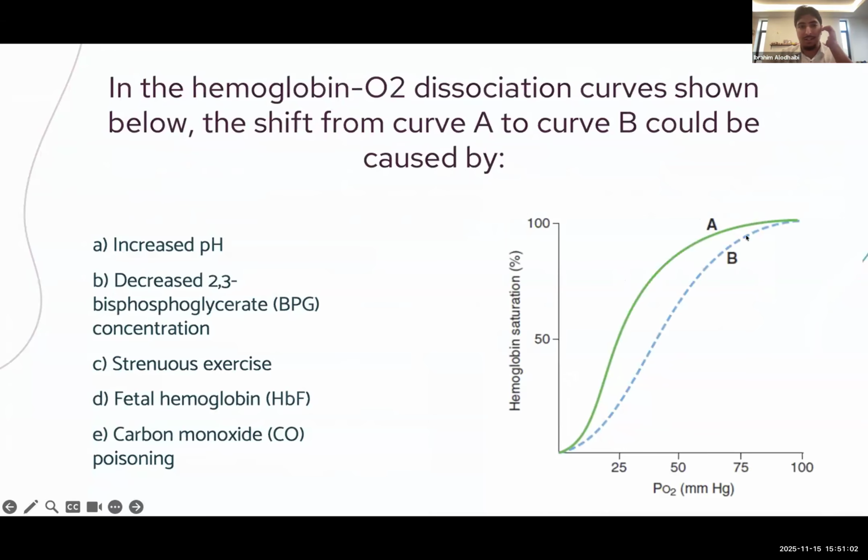All right. Moving on to question number 2. In the hemoglobin oxygen dissociation curve shown below, the shift from curve A to curve B could be caused by which of the following?